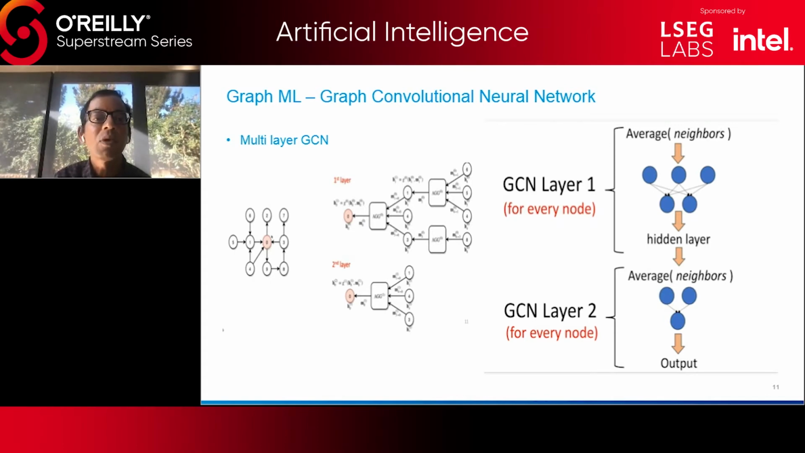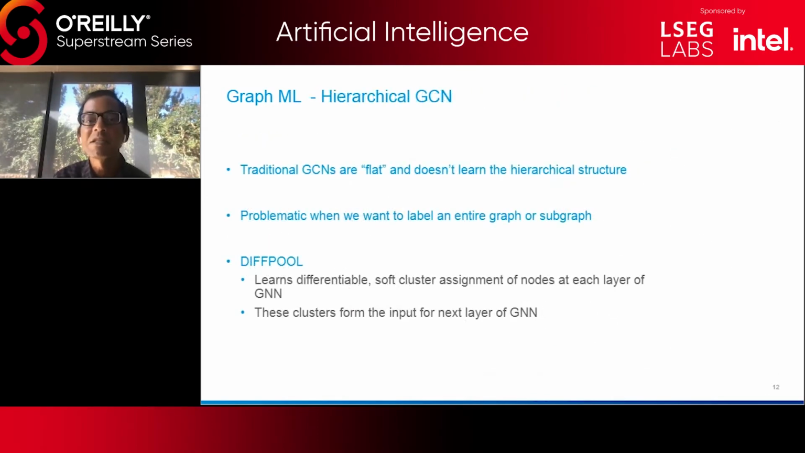So as I mentioned, the traditional GCN is not applicable to the hierarchical data which is inherently present. So one of the emerging areas in this is something called a hierarchical GCN. This is actually research done by Jure Leskovec's group at Stanford.